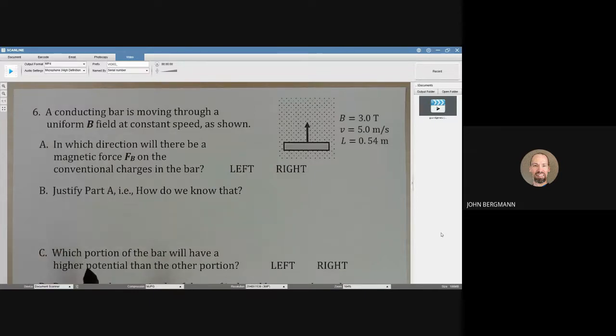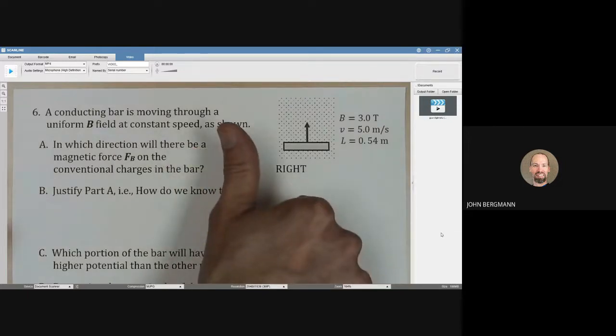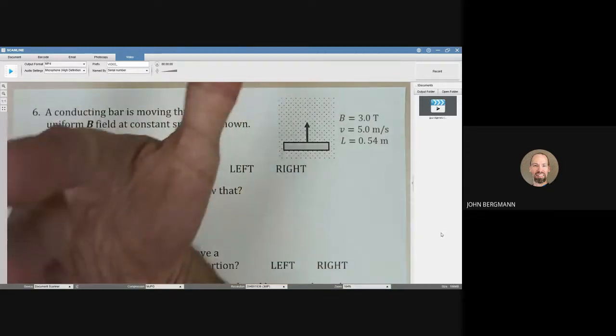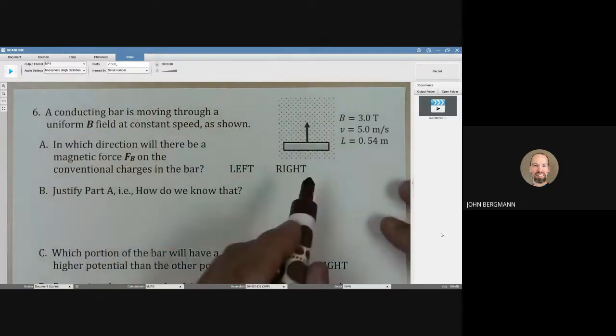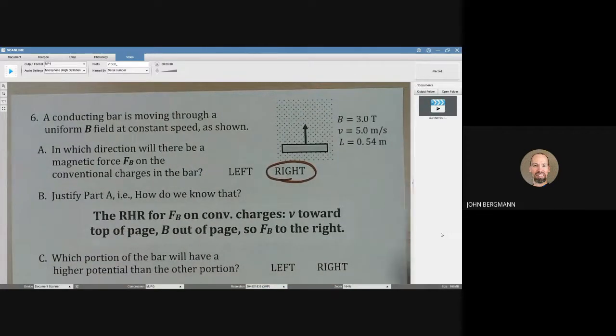We're going to use our right-hand rule. I'm getting my right hand out here. Conventional charges are moving towards the top of the page, and the field lines are pointing toward the camera. Which way are we going to pat? To the right. There's our rationale for that. The pat right-hand rule for the magnetic force on conventional charges: if your right thumb is pointing toward the top of the page and your right fingers are pointing out of the page, you are going to pat toward the right.